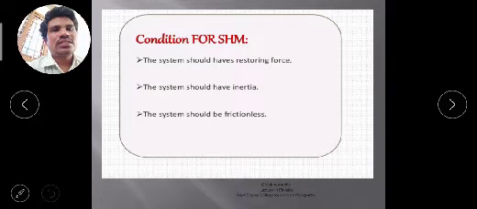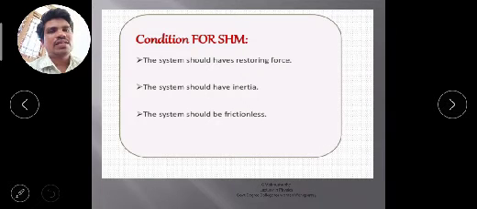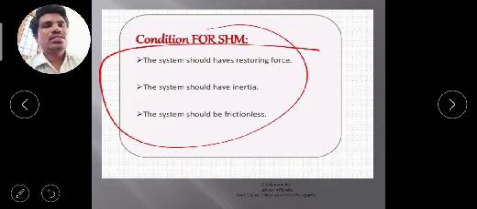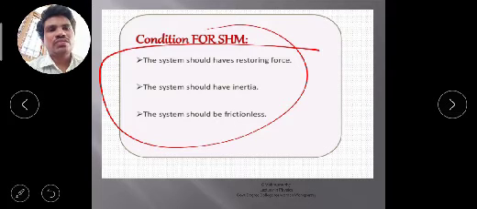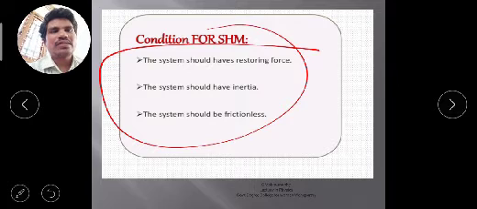Here are the conditions for simple harmonic motion, which is quite different from other motions. From these three conditions: the system should have a restoring force, the system should have inertia, and the system should be frictionless. If friction is there, then the motion is called a normal motion, and it is not called SHM. So when these criteria are exhibited in a motion, then the motion is called simple harmonic motion.